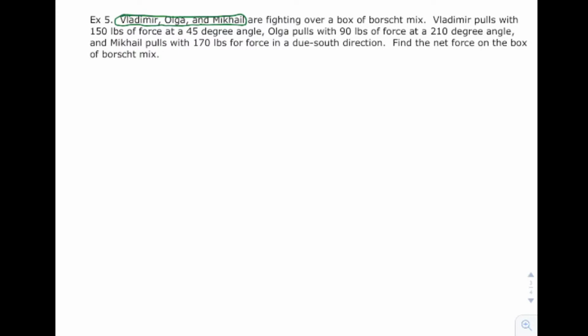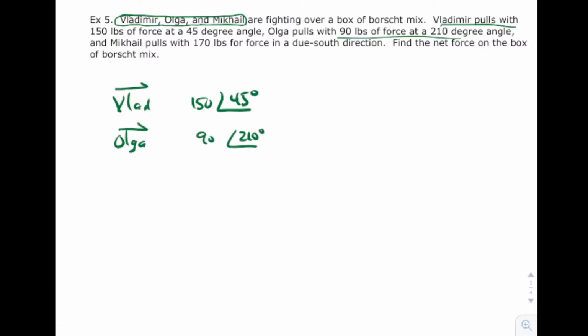Now, usually there are other methods of adding vectors where you'd have to add 2 of them and then add the third, but we don't even have to do that because this method is perfect. I don't even have to draw a diagram. All I have to do is go like this. Vlad pulls 150 at a 45-degree angle. Nice of them to give it to us in standard position, ain't it? Olga, where's Olga? 90 at a 210-degree angle. Again, they're giving us standard form. That's making it even nicer.